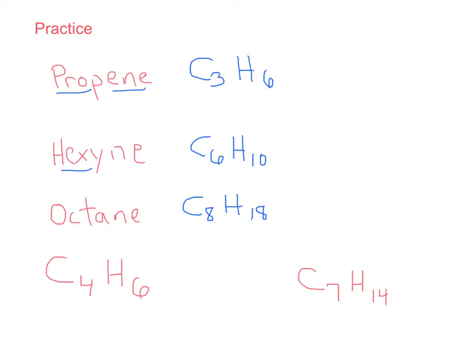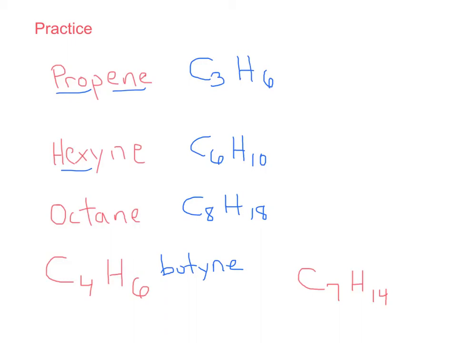Then C4H6. So it's not saturated, because it should be a total of 10. So this is 2n minus 2. This is 4, so it's going to be but, because that's 4. Butyne. It's a weird one to say.